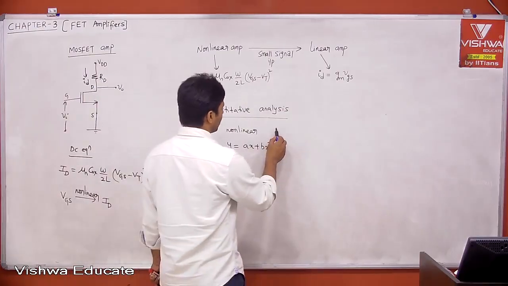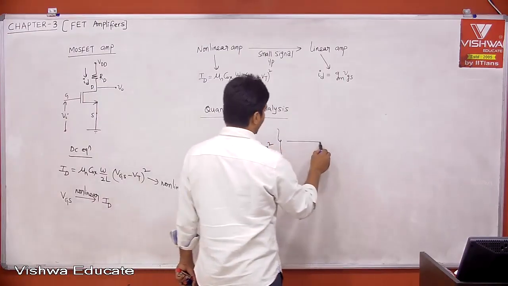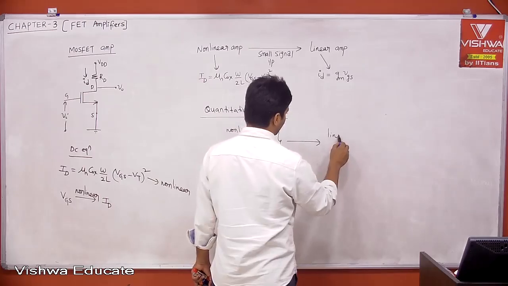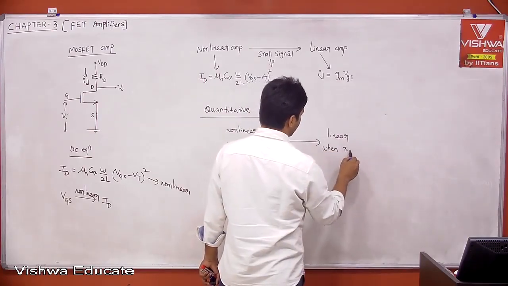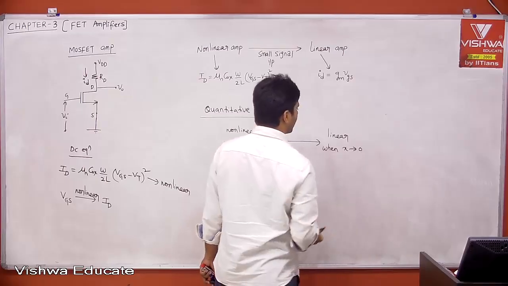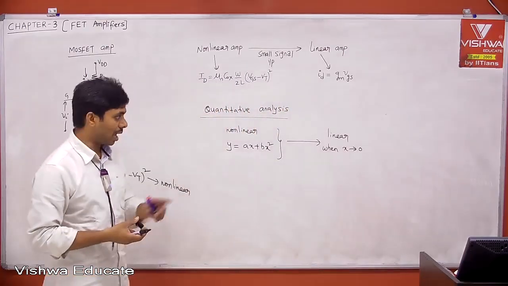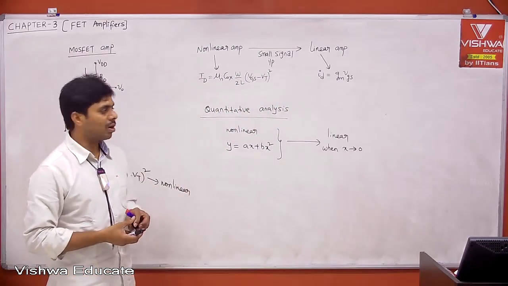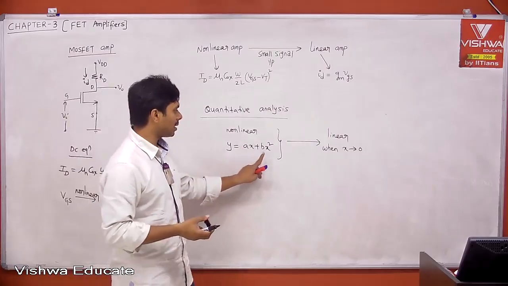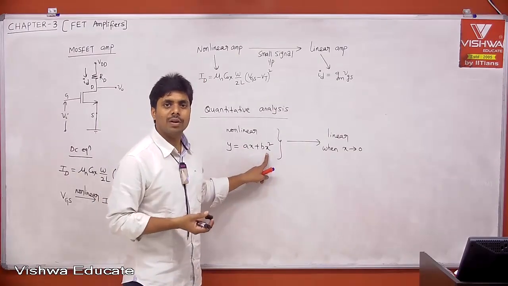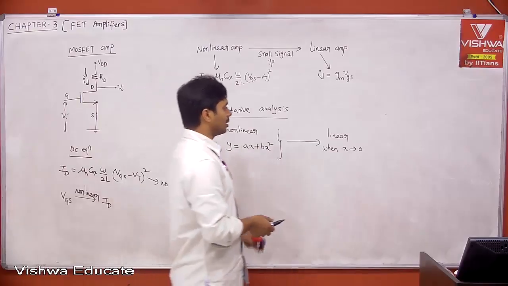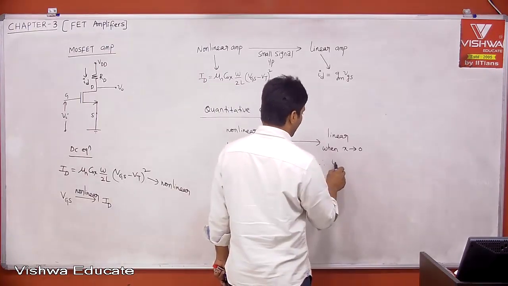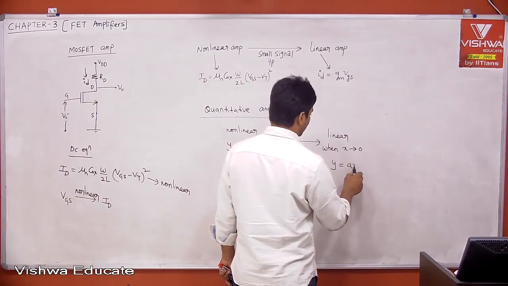This is what is becoming linear when x tends to 0 or x is very small. It is not absolutely 0, x is very small. If x is very small, what about x square? x square is very small. I can say 0. Then y is equal to ax. Therefore y is equal to ax.